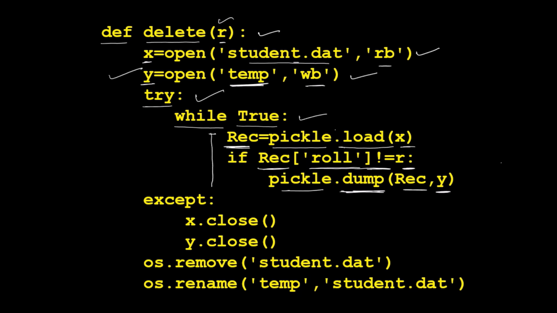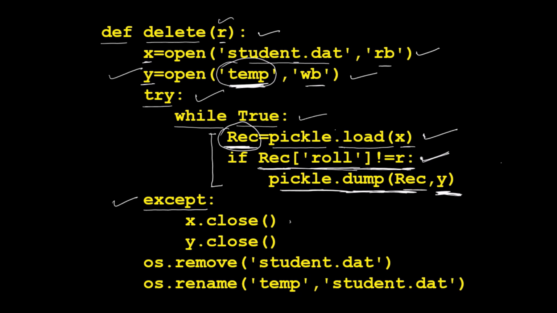So in the loop, for every file record or dictionary object read from the file student.dat in the variable rec, its roll number will be compared with the roll number given by the user. So when all records have been read, that is when end of file is reached, the file temp would be containing all file records or dictionary objects except the one to be deleted.